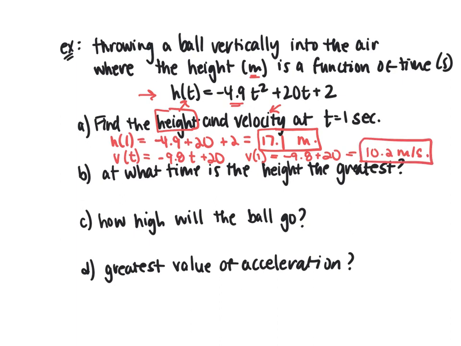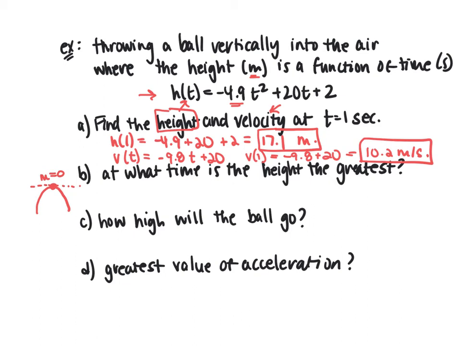The next one says, at what time is the height the greatest? So if you think about the height, if a ball is thrown up and then comes down, the highest it goes is right here at that turning point. And at that turning point, the slope is equal to 0. So if we take our height function and find the velocity, the derivative of that, and set it equal to 0, we're then going to know when we have a maximum.